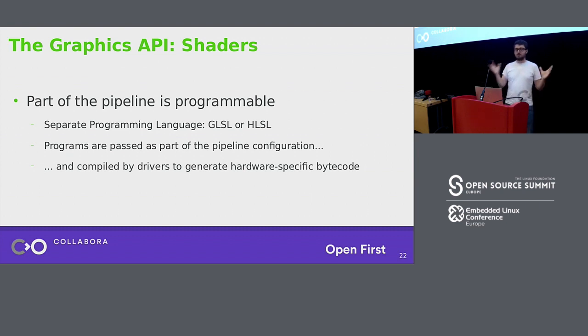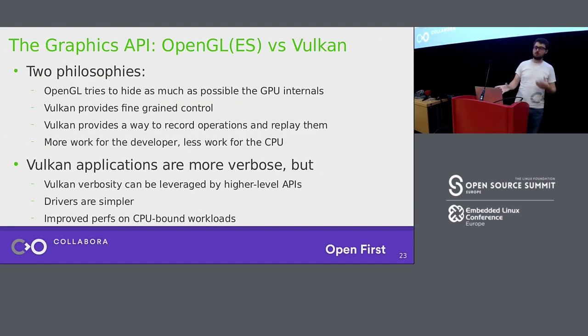And as I said before, part of the pipeline is programmable, and so you have to somehow describe what you do in those shaders. This part is actually done in a separate language, which is called GLSL or HLSL. And when the user space application wants to pass this program to the GPU, it actually has to pass it first to the graphics API. The driver has to compile it into some hardware-specific bytecode, and then it can pass it to the GPU through the command stream.